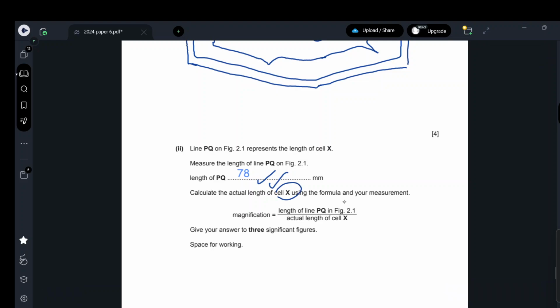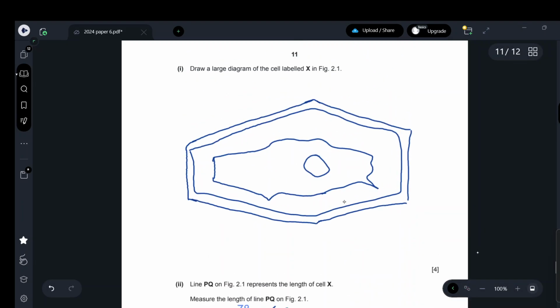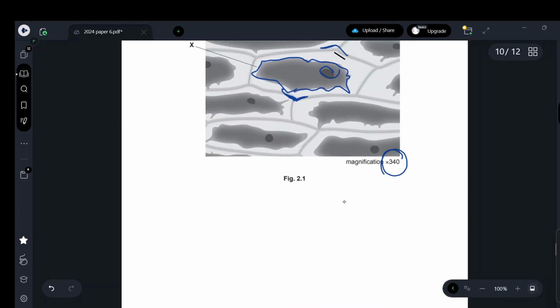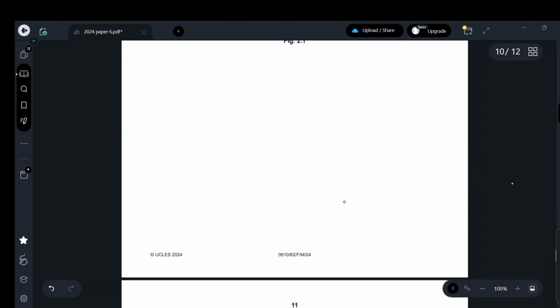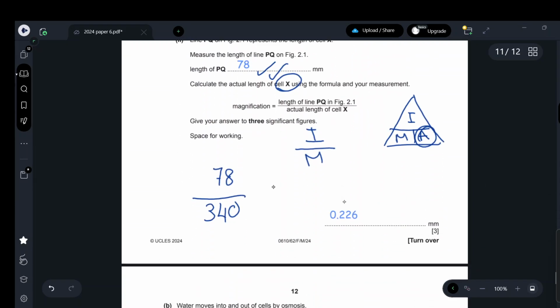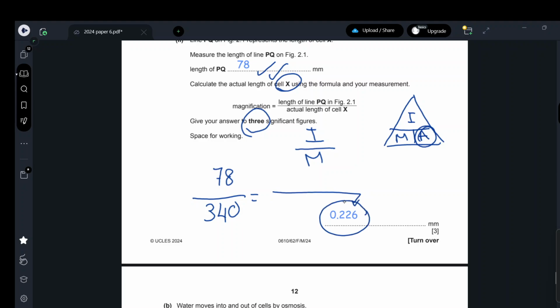Calculate the actual length. I want the actual length. Draw the triangle. Magnification equals image over actual. I want the actual, therefore image over magnification. Where is my magnification? Under the picture. 78 over 340. Okay. I want the answer to 3 significant figures, so I will round it up. Here is my 3 significant figures.